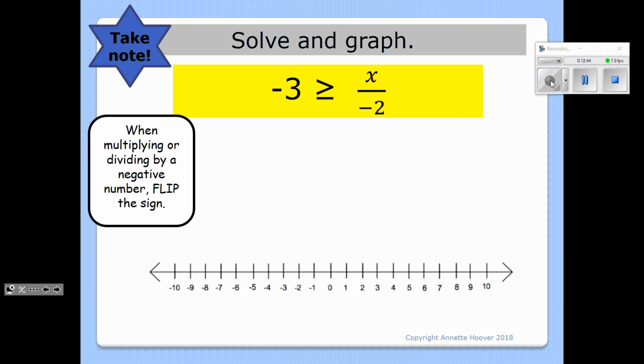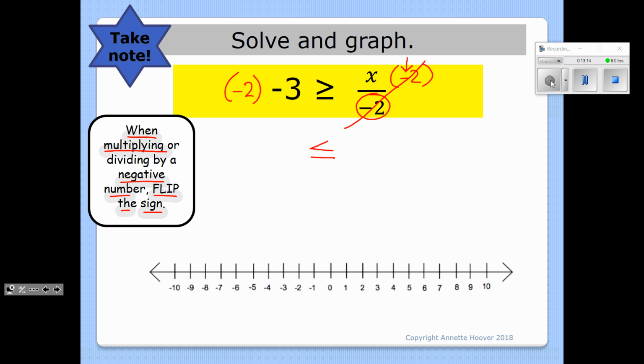Here we have the variable on the right side. X is being divided by negative 2. The opposite of dividing is multiplying. So we're going to multiply both sides by a negative 2. We're multiplying by a negative number. Remember the rule. When multiplying or dividing by a negative number, flip the sign. Since we're multiplying by a negative number, we're going to flip the sign to a less than sign.